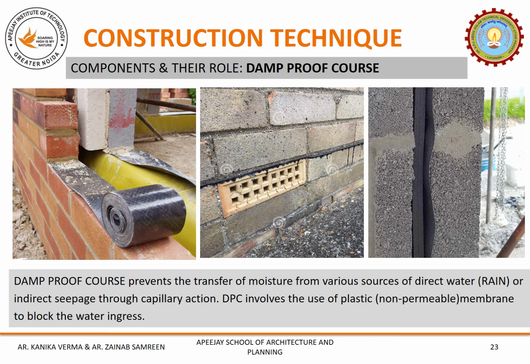Another point to notice here is the substantial overlap which is required between the DPC layers whenever they are coming from different courses. Otherwise, the point of intersection will become the weak points which can let the water seep through the junction.